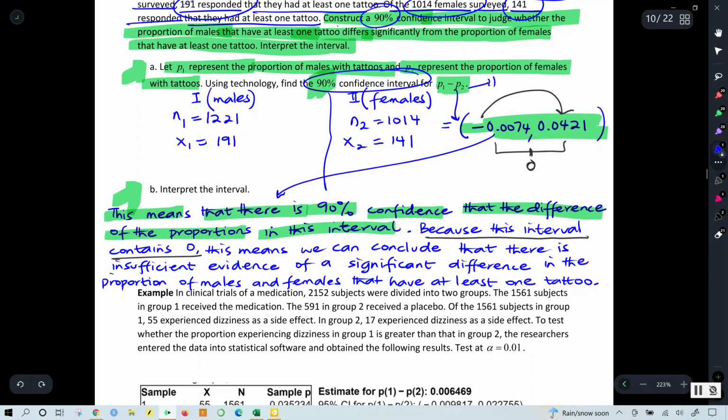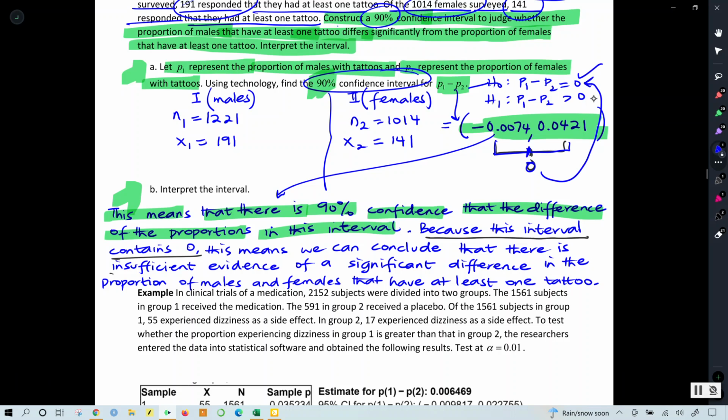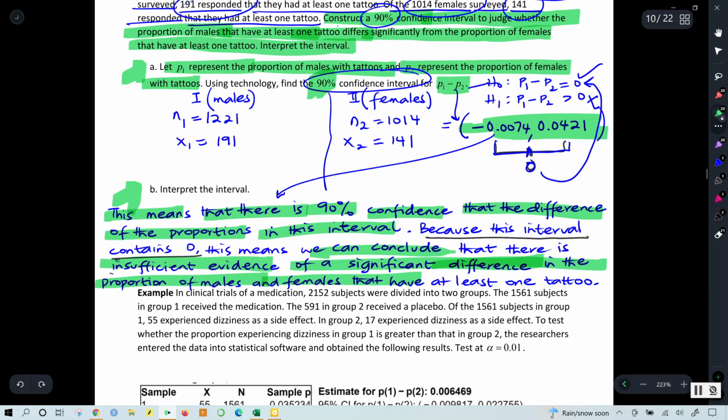Remember, the null hypothesis is saying that P1 minus P2 is 0, which is the same thing as P1 equals P2 if I add P2 to both sides. And the alternative is saying P1 minus P2 is greater than what? 0. Well, since the interval contains 0, it means it can actually be 0. That means the null hypothesis holds true. That means we do not have enough evidence, or there is insufficient evidence of a big enough difference in the proportion of males and females that have at least one tattoo.